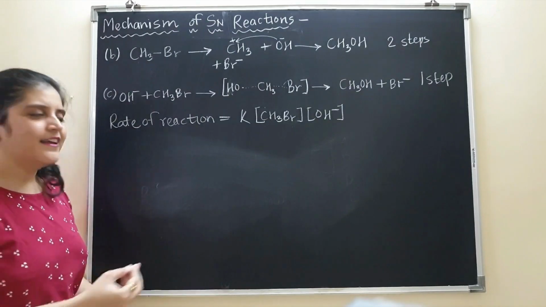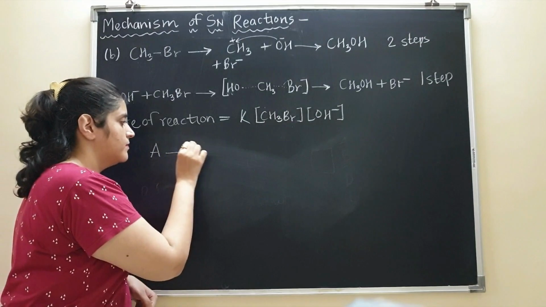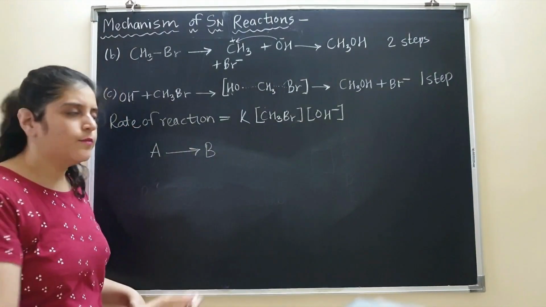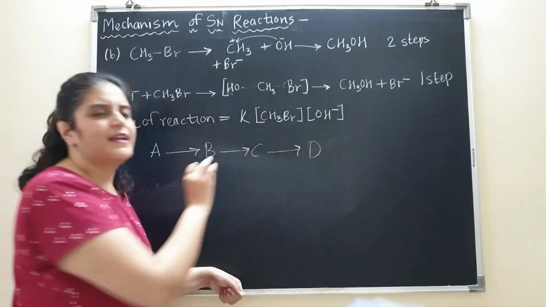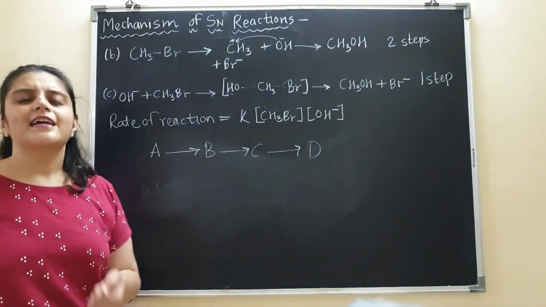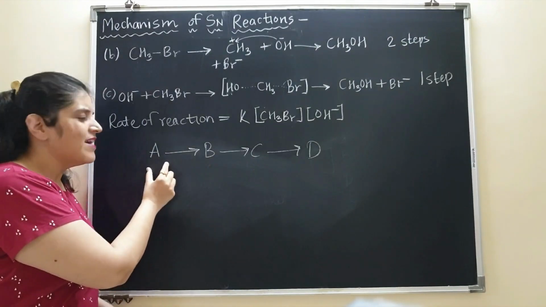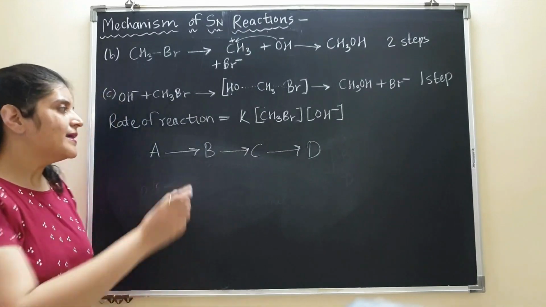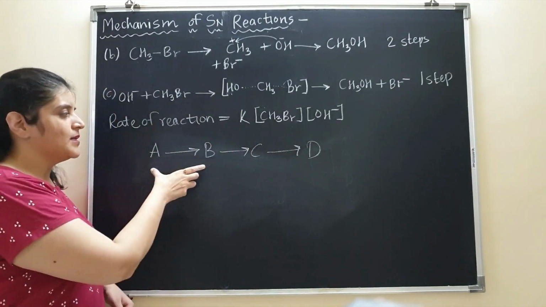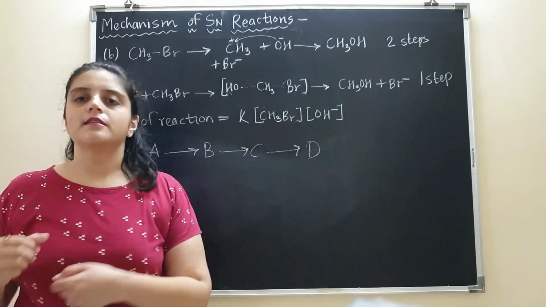Now, imagine a reaction which is beginning with A to B, B to C, and C to D. So, this reaction is actually taking place in 3 steps. A to B is the first step, where A is our main reactant and D is our final product. But it has to go through three steps. A to B is the first step, B to C is the second step, C to D is the third step.